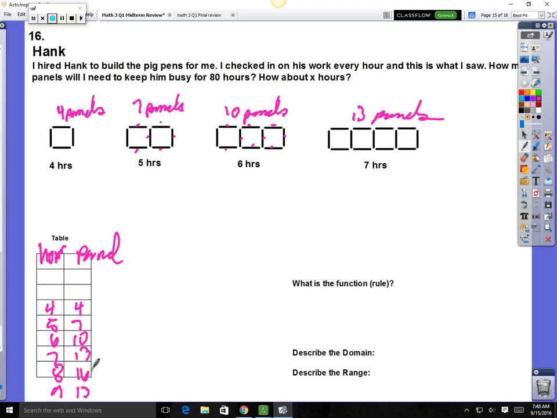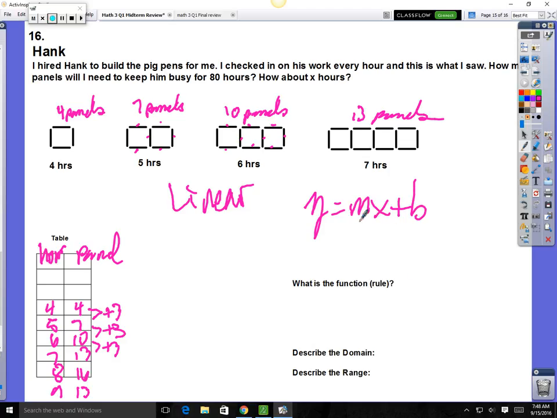9 hours, 19 panels. So because every time it's increasing the same amount, it is growing at a constant rate, this is linear, belongs to the linear family. And linear is y equals mx plus b. So all we need to do is find m and find b. M is your slope, it's how much it's growing. So these are going up 3, and these are going up 1, up 1, up 1. So your m is 3 over 1, or it's just 3.